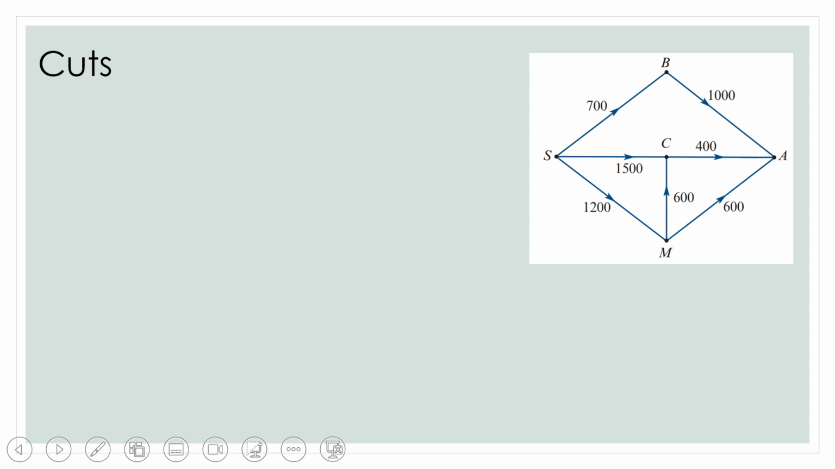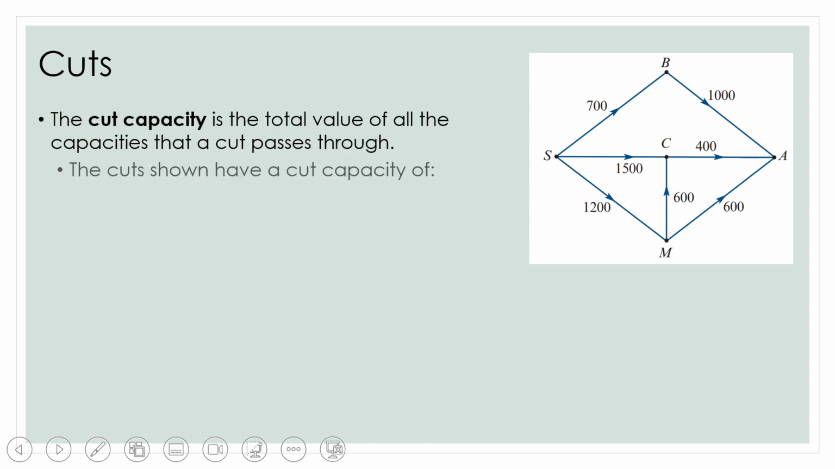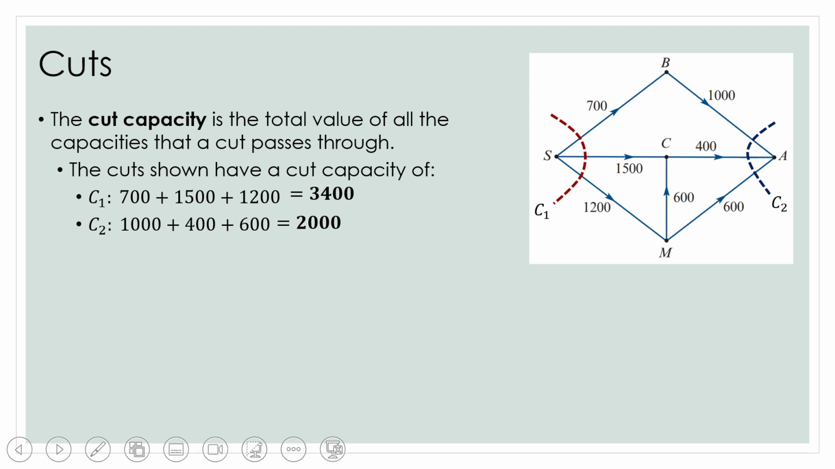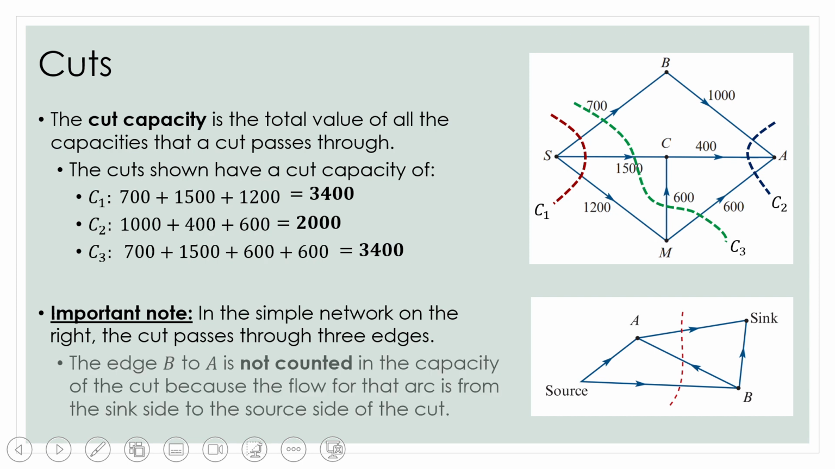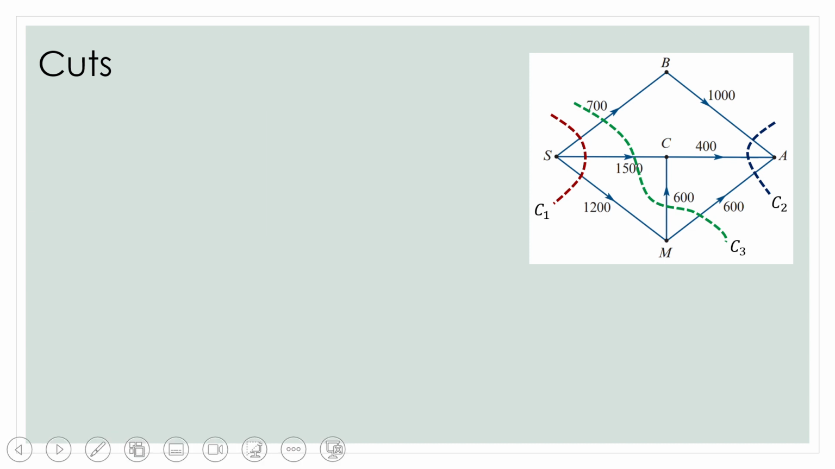All right, so we've just looked through this one. Cut capacity of C1, 3,400 as we did before. Cut 2, add them up, 2,000 as we did before. Cut 3, it's going to be equal to 3,400. And we're going to get to this special example here where we're not going to actually count one of these. We'll talk about this one in a second.